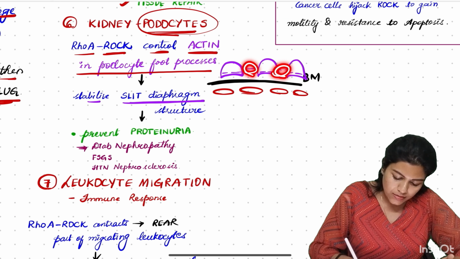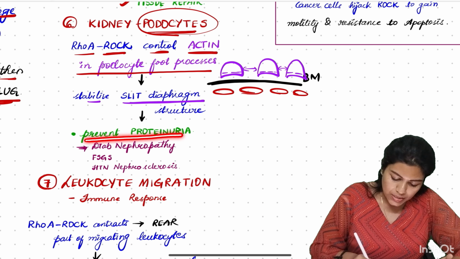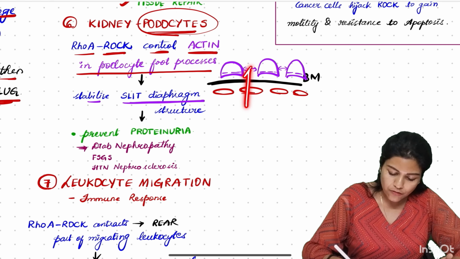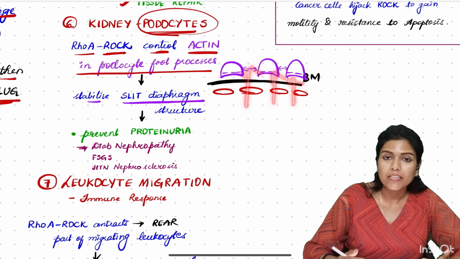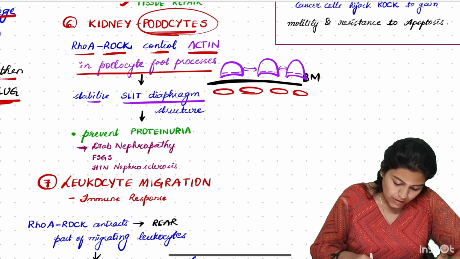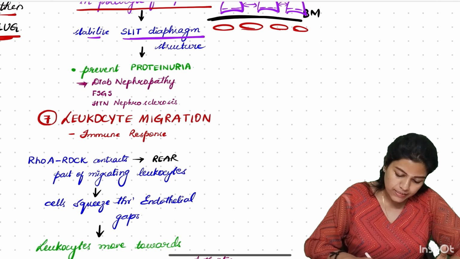It will maintain the slit diaphragm, so it will prevent proteinuria. It will prevent leakage of proteins through here, from the capillaries. This is about the effect in kidneys.